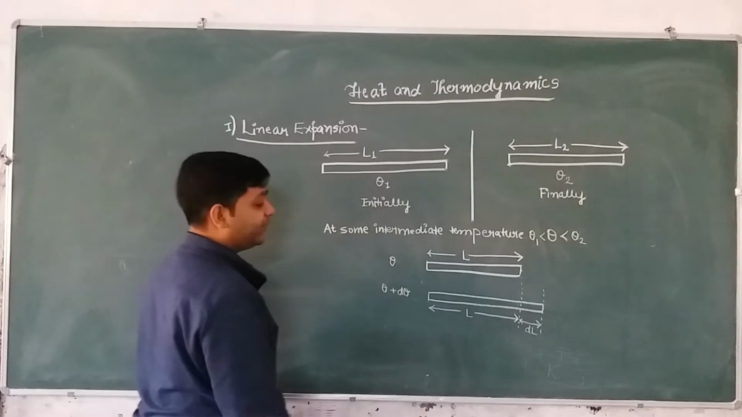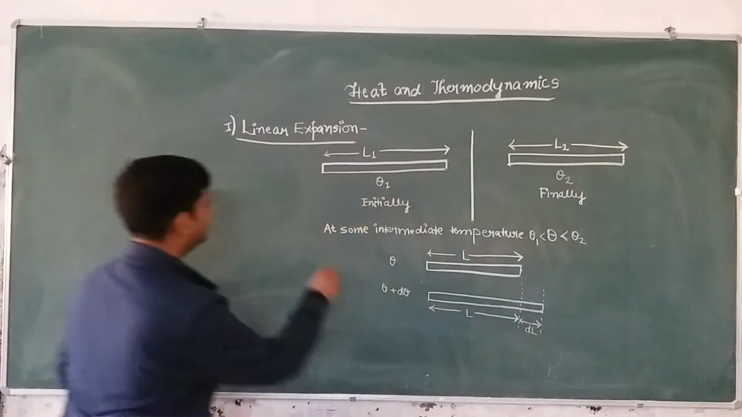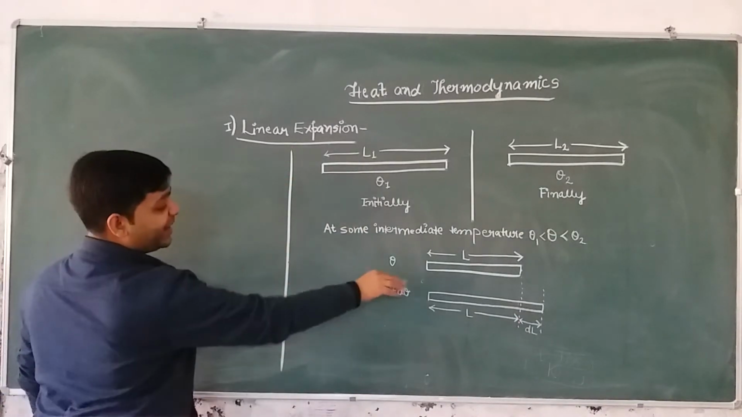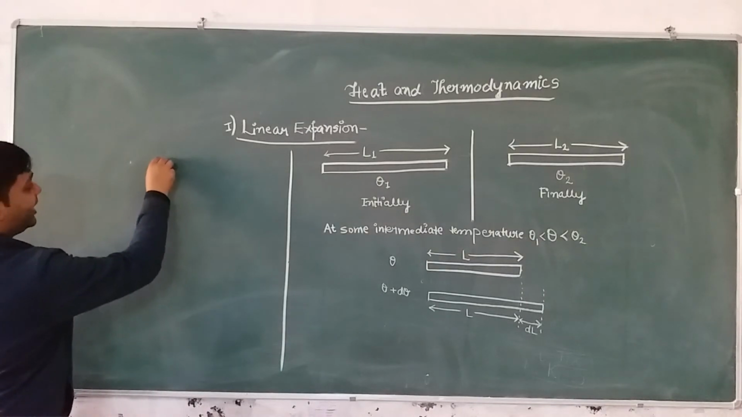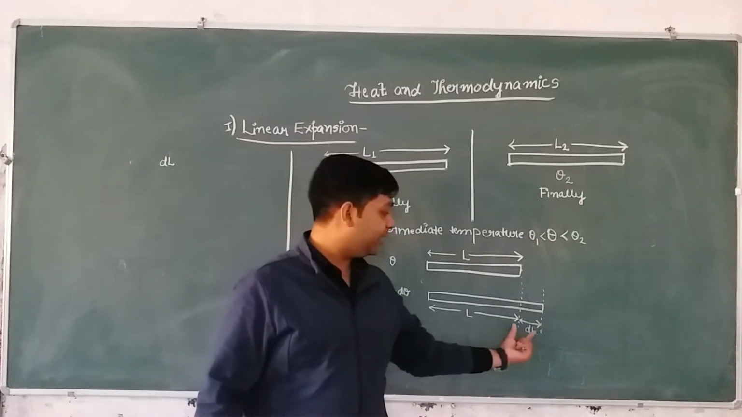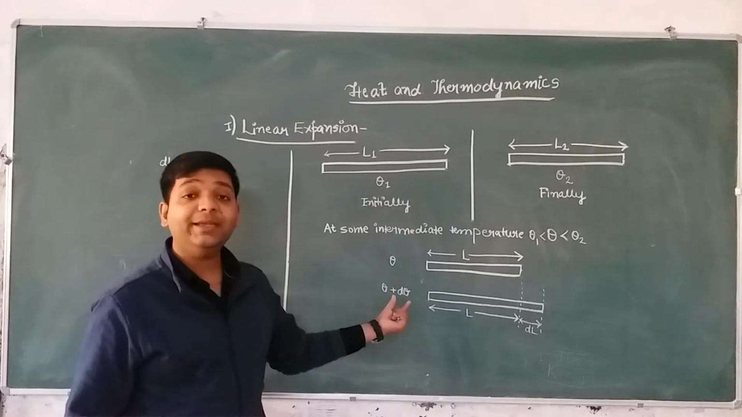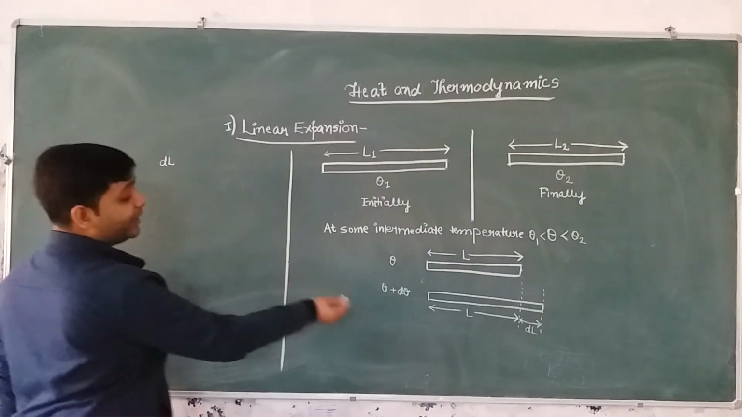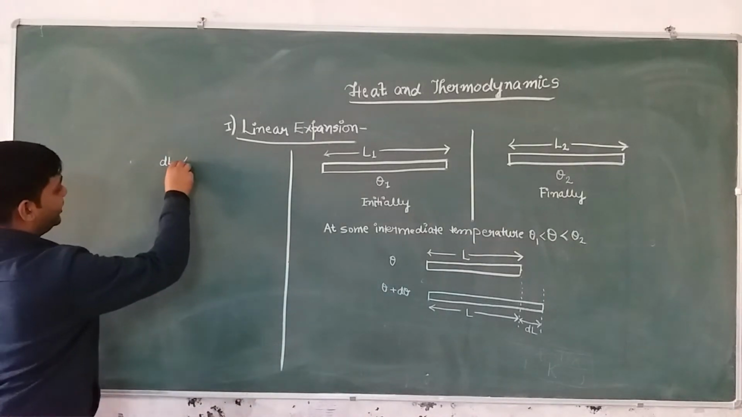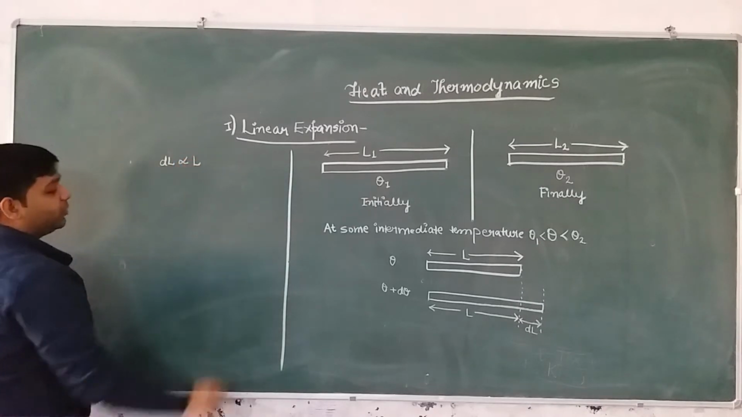So this has happened. Now from the experiments we have observed that dL, which means the increase in the length of the rod. This is the increase in the length of the rod when the temperature has been raised by d theta, right? So from the experiments we have observed that this increase in the length of the rod is directly proportional to the original length of the rod.